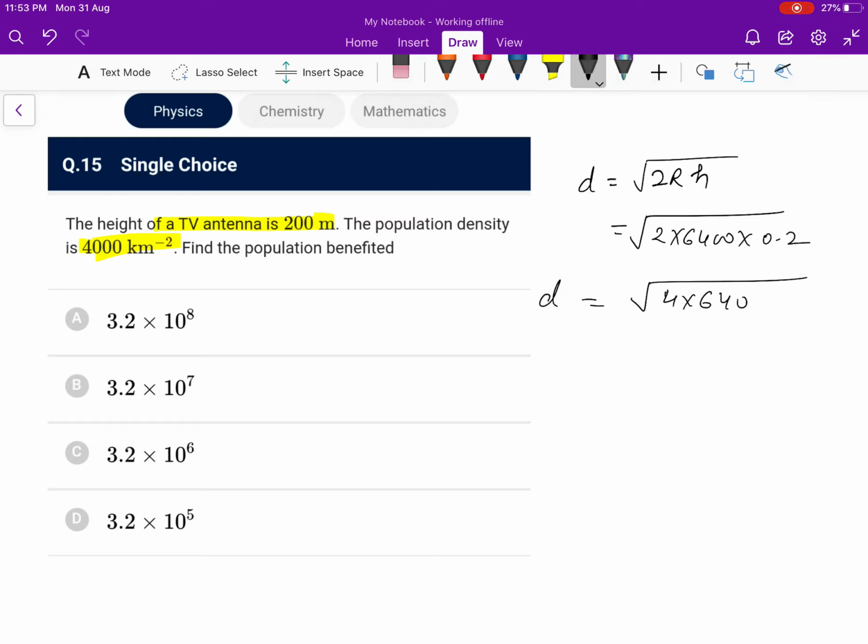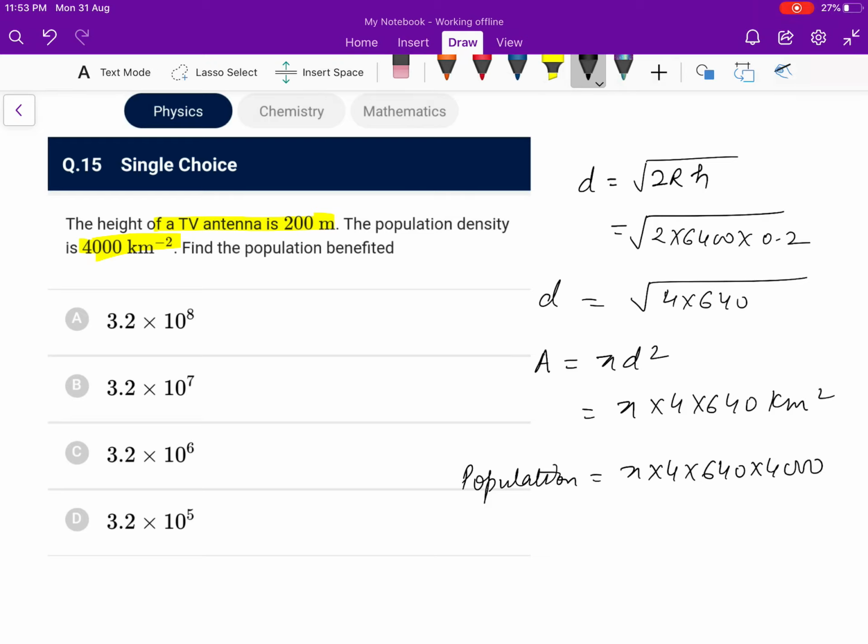That is the d. Now the area that it can cover, roughly you will say is pi d square. Because of that small difference, you can take it to be the radius. So pi d square, that is pi into 4 into 640 kilometers square. So the population benefited would be that area into population density, that would be pi into 4 into 640 into 4000, that you will get. So this is 10 to the power 4. What you have? 64 into 16 into pi.